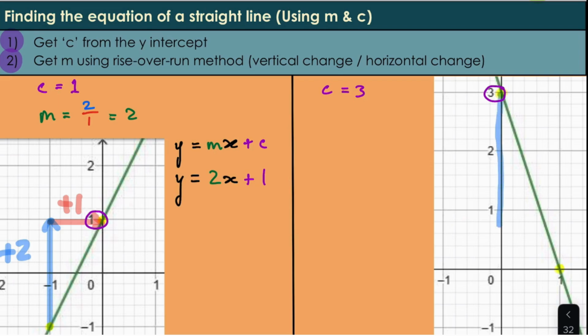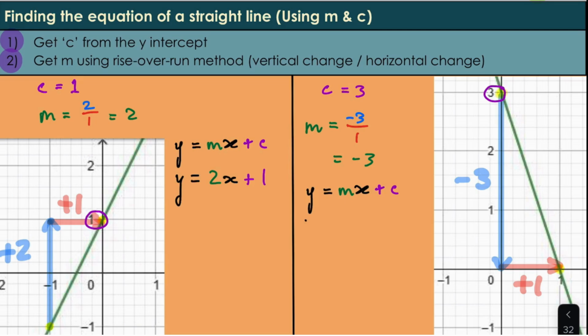We fall down 3 blocks. And because we fall down, we minus 3. Our run goes across 1. That is plus 1. So our slope is a negative 3, because it was a fall, over run, which was positive 1. That makes our slope value equal to negative 3.